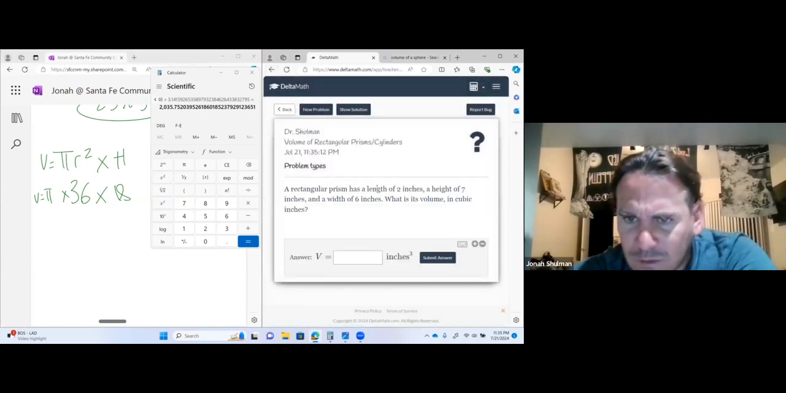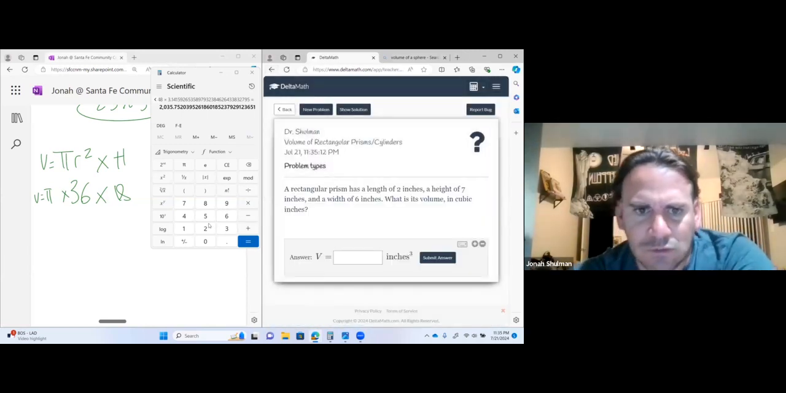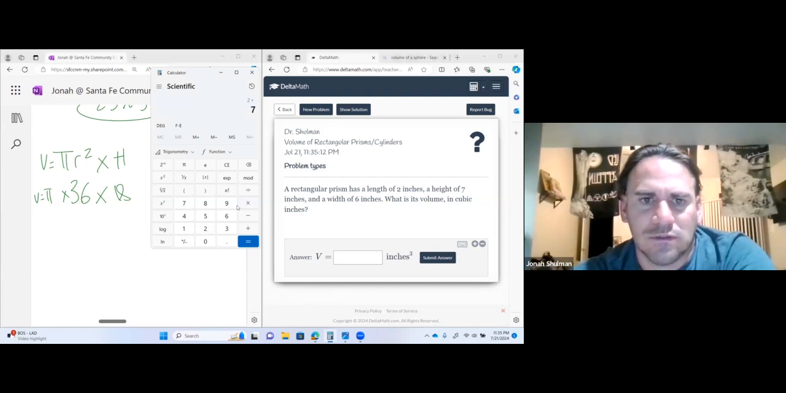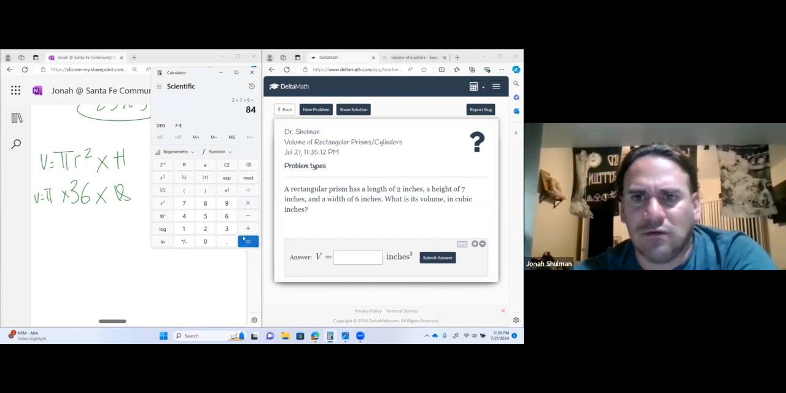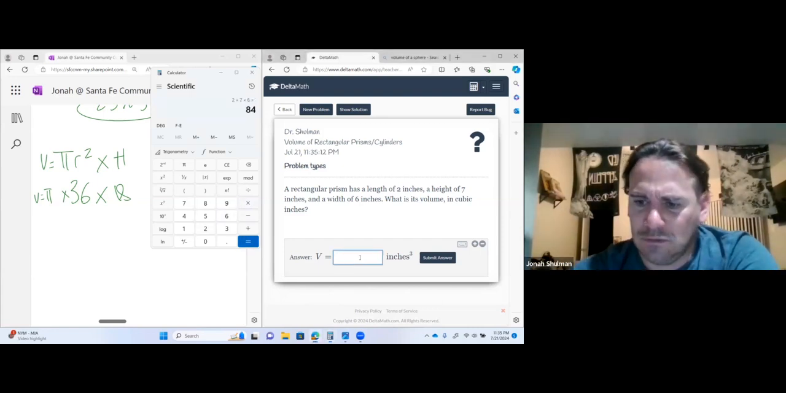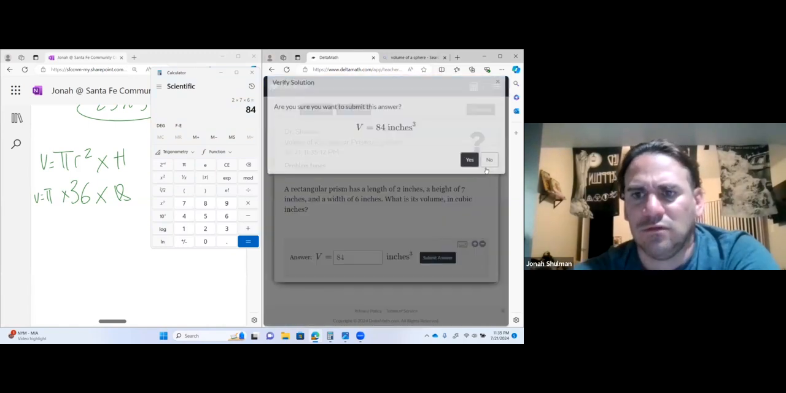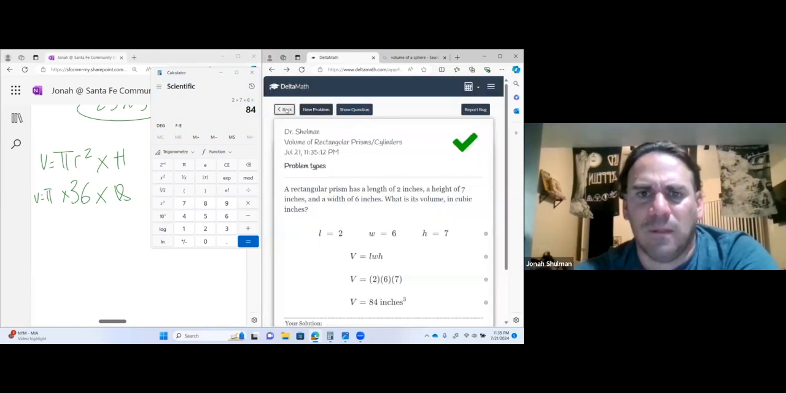All right, we got a rectangle prism 2 by 7 by 6. We literally just did this. I'm going to take this out because it's literally just the same thing that we just did, just together. You don't need to do an extra one of this.